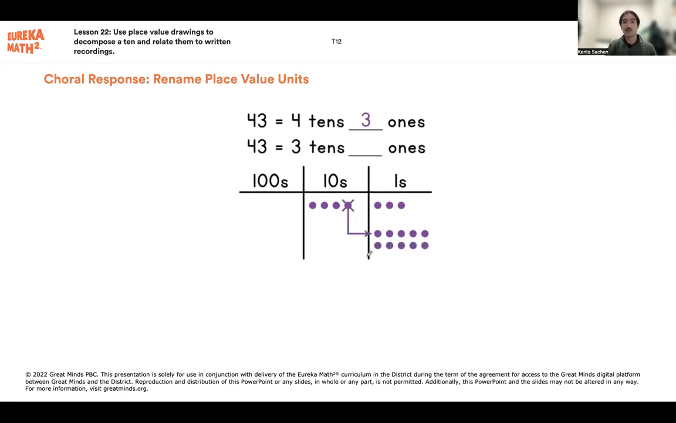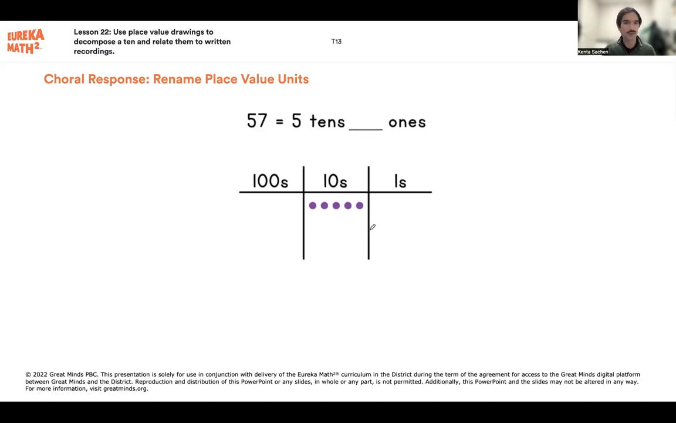Right. So 43, we can also show this as 3 tens and then 13 ones if we take one of our 4 tens and we break it apart into 10 ones. So that regrouping, we call it, is going to be a very important skill that we'll continue using, especially this week and next week.